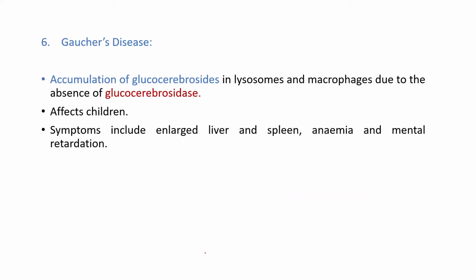Now the last disease is Gaucher's disease. There is an accumulation of glucocerebrosides in lysosomes and macrophages due to the absence of glucocerebrosidase. This enzyme is responsible for the breakdown of glucocerebrosides in lysosomes and macrophages. Since this enzyme is absent or deficient, glucocerebrosides accumulate in the lysosomes and macrophages. This usually affects children. Symptoms include enlarged liver and spleen, anemia, and mental retardation.